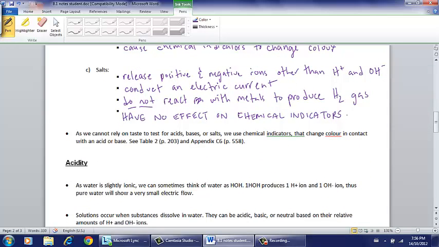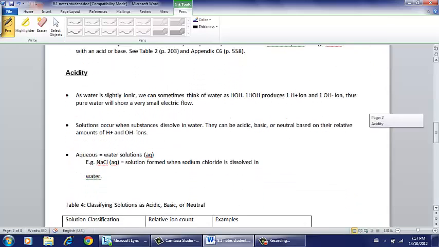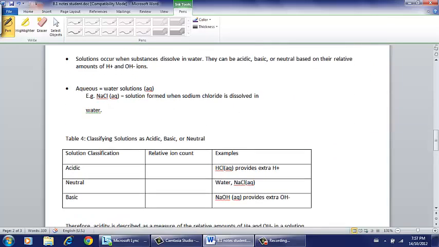Okay, we're going to look at the concept of acidity, and we're just going to scroll down here to this table, table 4, classifying solutions as acidic, basic, or neutral. And we're going to be looking at the ion count to do this. So for something to be acidic, there must be more H plus than there is OH negative. So more hydrogen ions than there are hydroxide. For something to be basic, it has to be the other way around. So the H plus ions have to be less than the hydroxide. For something to be neutral, the hydrogen ions have to equal the hydroxide ions.